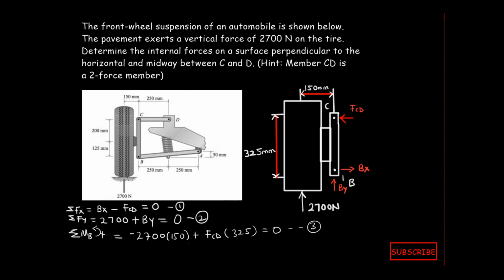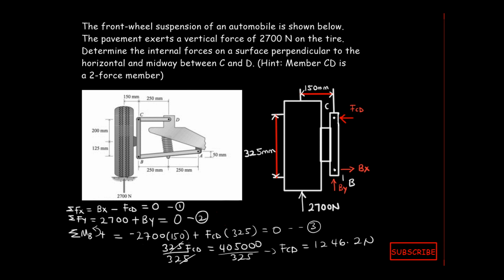Now from equation 3, we can solve for FCD, which is the force that we need. So we are going to have 325 FCD equal to 2,700 times 150, which is 405,000. I'm going to divide both sides by 325, so this will cancel out this. Then FCD is equal to 1246.2 newtons. So this will be our answer.